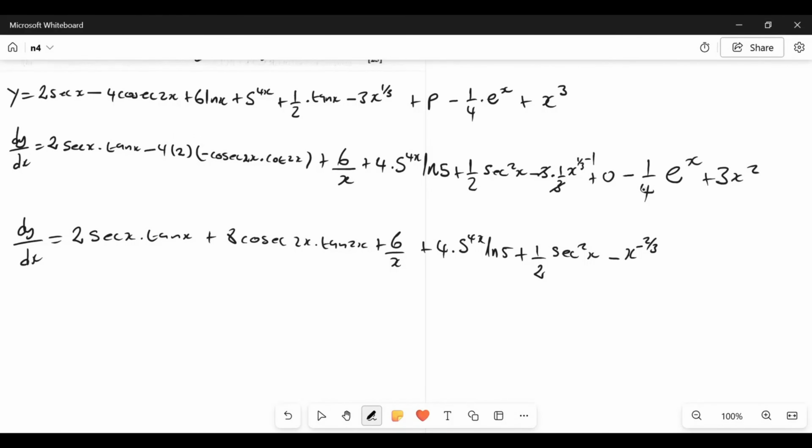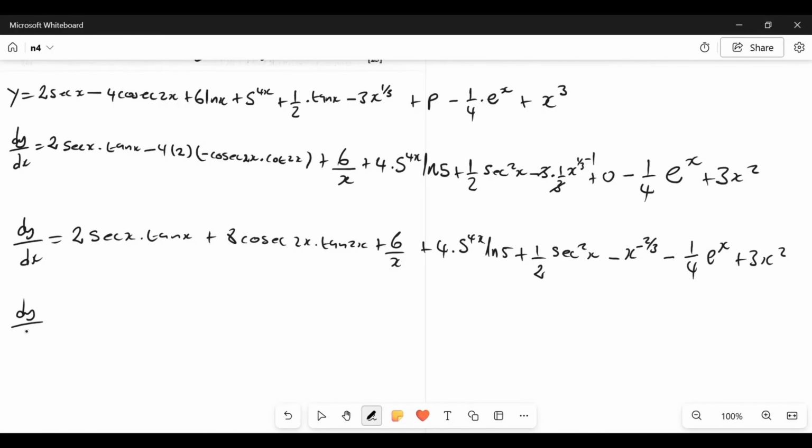So even if we don't add the 0, we move to the second last term. We're going to write negative 1 over 4 e to the power of x plus the last term, which is 3x squared. There we go. This here, guys, is our final answer. But you can always write it like this.